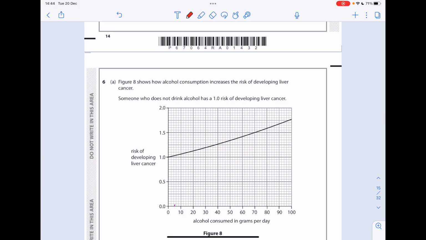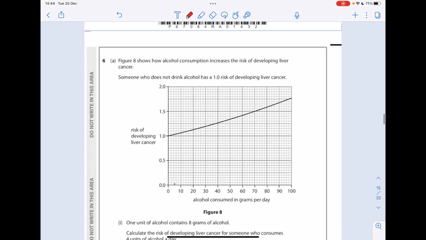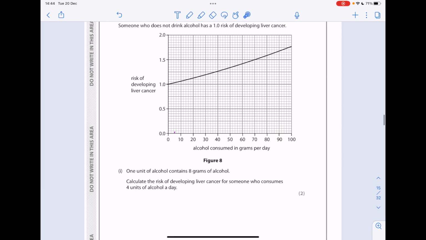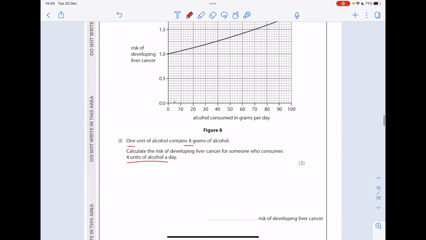Figure 8 shows how alcohol consumption increases the risk of developing liver cancer. Someone who does not drink alcohol has a 1.0 risk of developing liver cancer. You can see that here. 1 unit of alcohol contains 8 grams of alcohol.